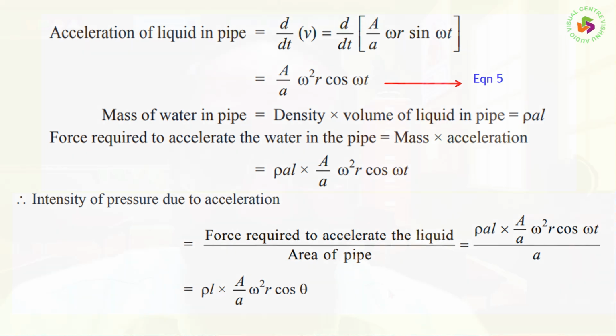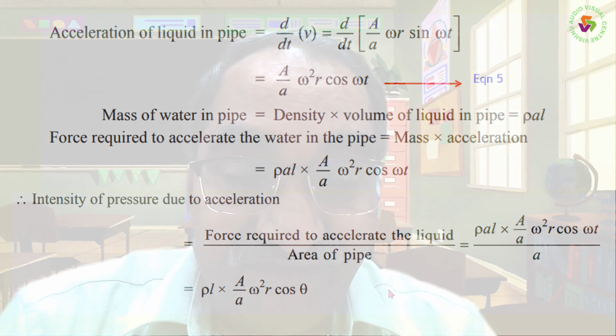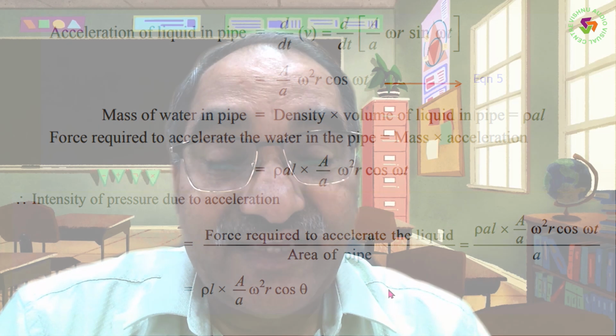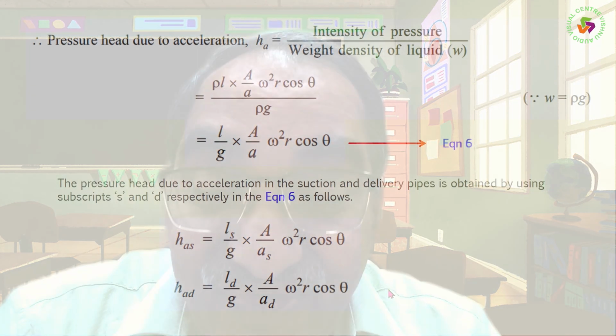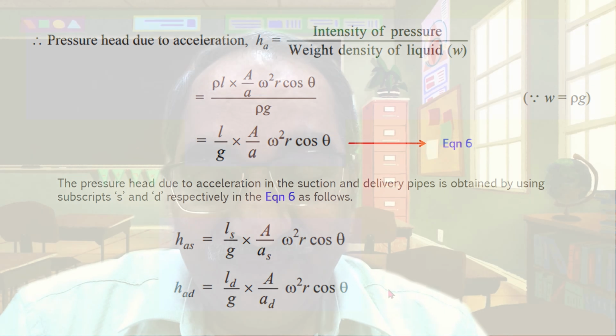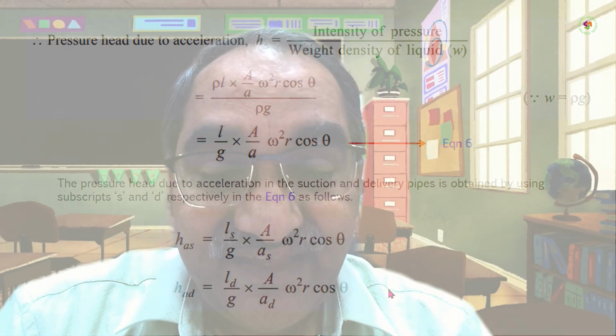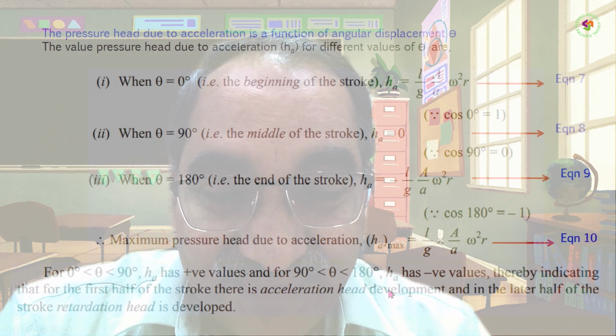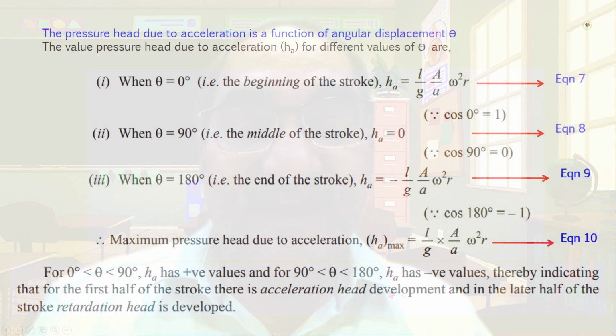If you take the delivery stroke, at the beginning it is Hd plus something additional due to the acceleration pressure head. At the middle of the delivery stroke, again it is Hd only, as the acceleration pressure head is 0. At the end of the stroke, it is something negative. That means it is Hd minus something. So this is the final conclusion.